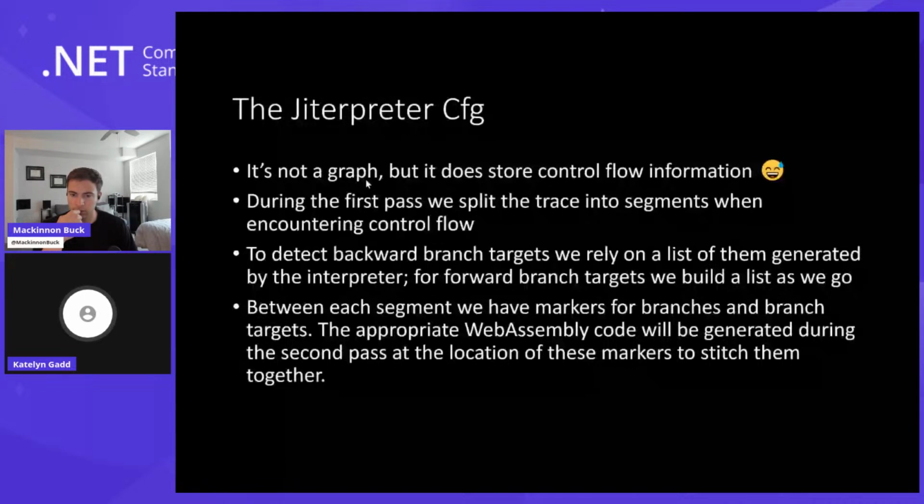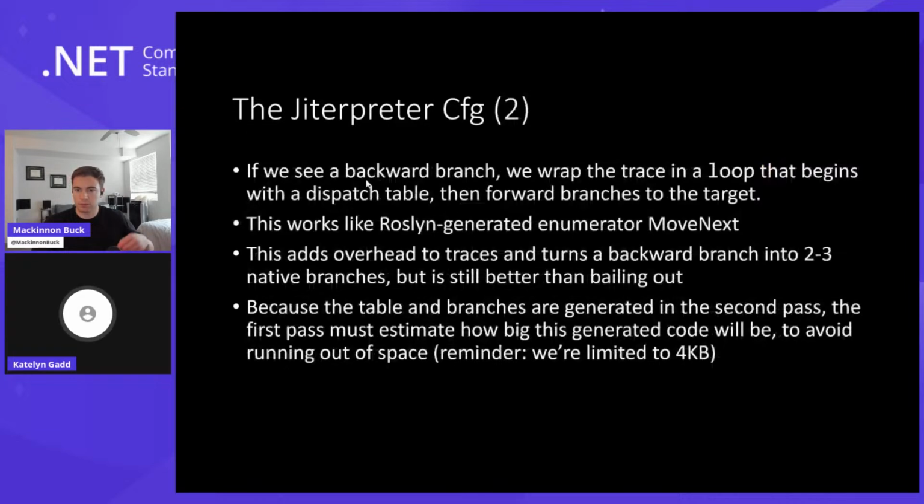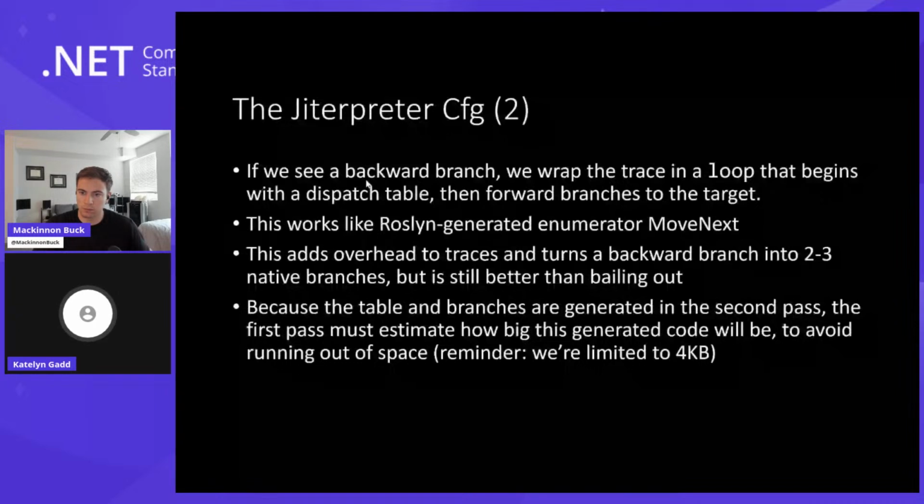And then once we've split the trace into all of the segments, we insert little markers for branches and branch targets. So your if statement produces a marker, your else statement produces a marker, your loop will produce a marker at the top and bottom of the loop, and so on. The second pass is responsible for generating the right WebAssembly code at all of those markers to stitch the whole trace together. And the way that will work is if we see a backward branch anywhere, the whole trace becomes wrapped in a loop. And that loop begins with a dispatch table, and that dispatch table has gotos in it that will jump to the right part of your code. If you've ever looked at the code that Roslyn generates for enumerator functions or for tasks, the little MoveNext method that it generates, this is identical to that. There's a little state variable that identifies where we want to go next.